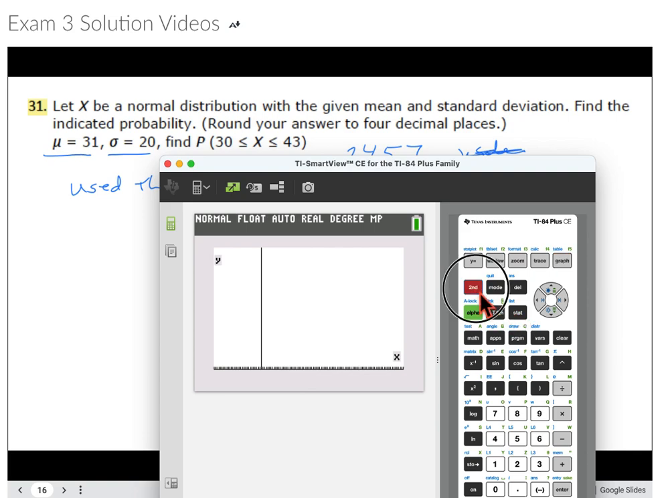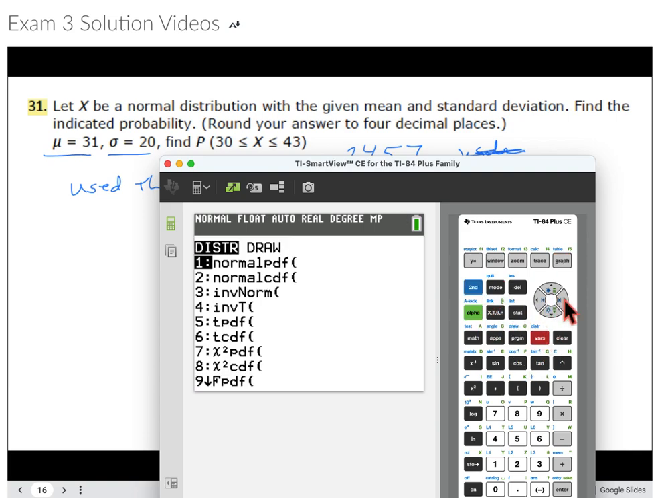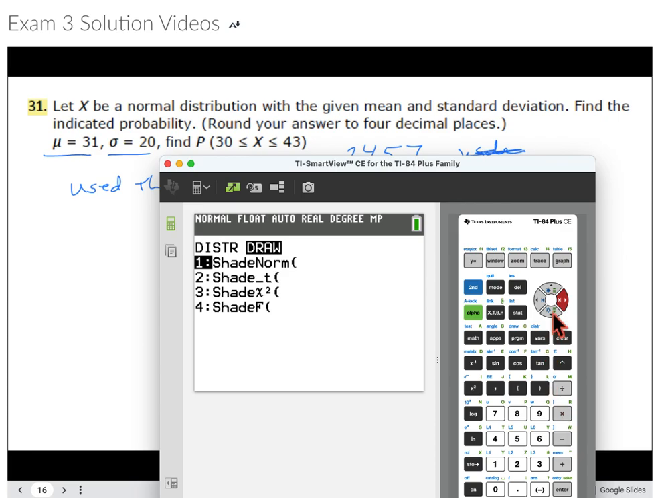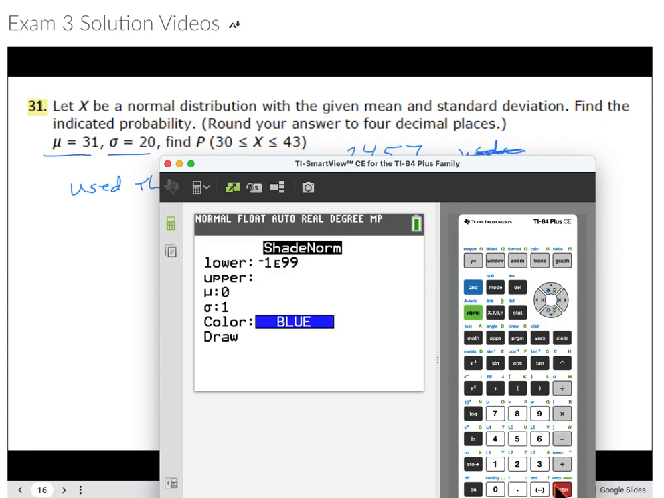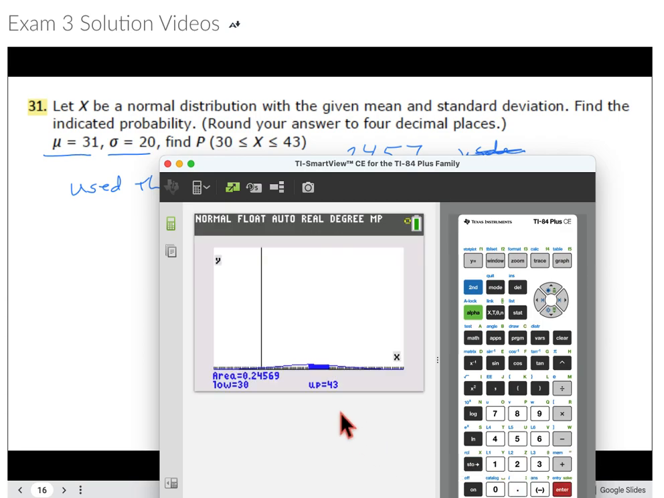What I have to do is come back here, go over to draw, and shade the normal curve. We'll put in our values of 30, 43, and a mean of 31. So that should be about the middle. 20 will be our standard deviation. Yes, you can kind of see it, but you can also see I need my Y maximum to be much smaller. But here's the value we get, 0.2456.